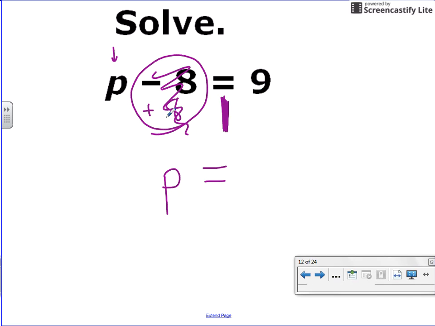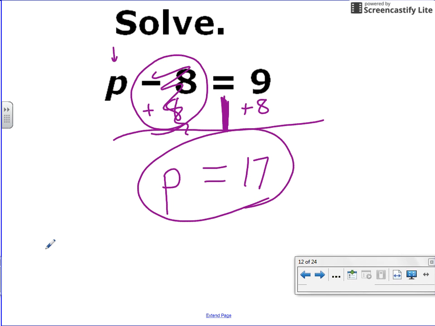However, you have to be fair and do the same thing over there. You have to keep it balanced. So it's no longer 9 here, it's 17. Check your answer. 17 minus 8 is, yep, that's correct.